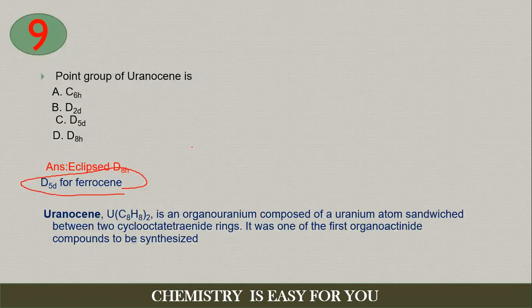Now, a little bit about uranocene. Uranocene has the formula U(C8H8)2, and it's an organouranium compound composed of a uranium sandwich between two cyclooctatetraenide rings. So, cyclooctatetraene means you have two rings of C8H8 2 minus. So you have two C8H8 2- rings, and in between that you have a uranium. And this is one of the first organoactinide compounds to be synthesized.